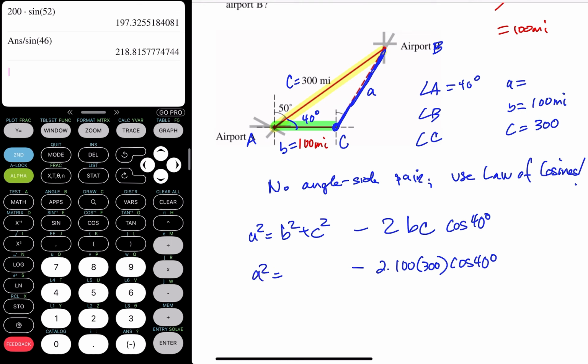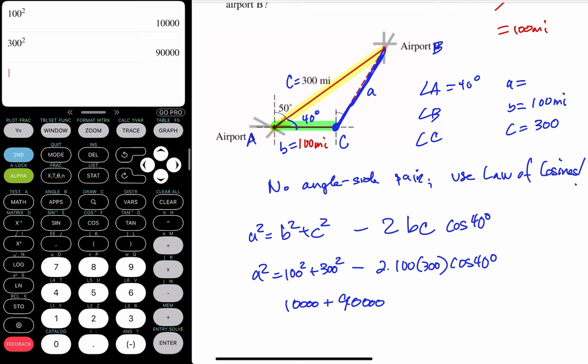B is, again, 100. C is 300. So now I'm ready to use my calculator over here. So 100 squared, as you know, is 10,000. It's this one with 4 zeros. And then plus, well, 300 squared is going to be 9 with 4 zeros. Like so. 9 with 1, 2, 3, 4 zeros.